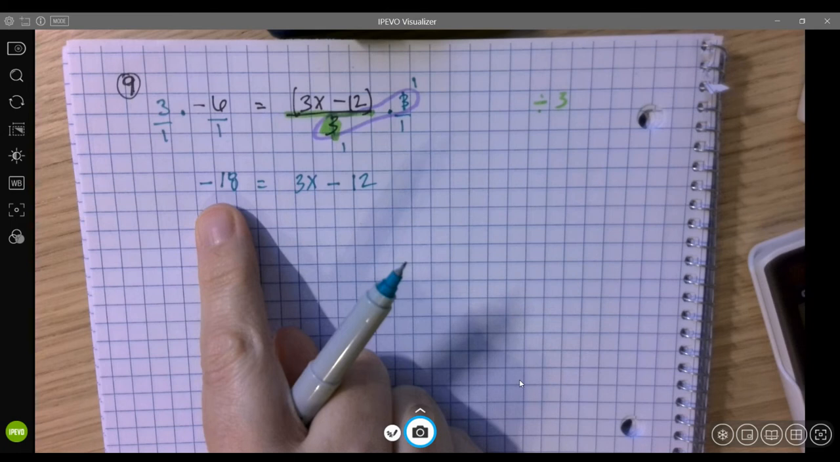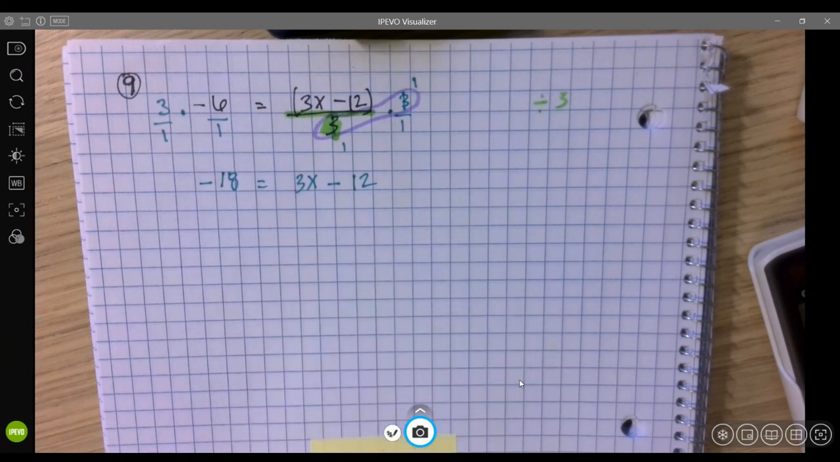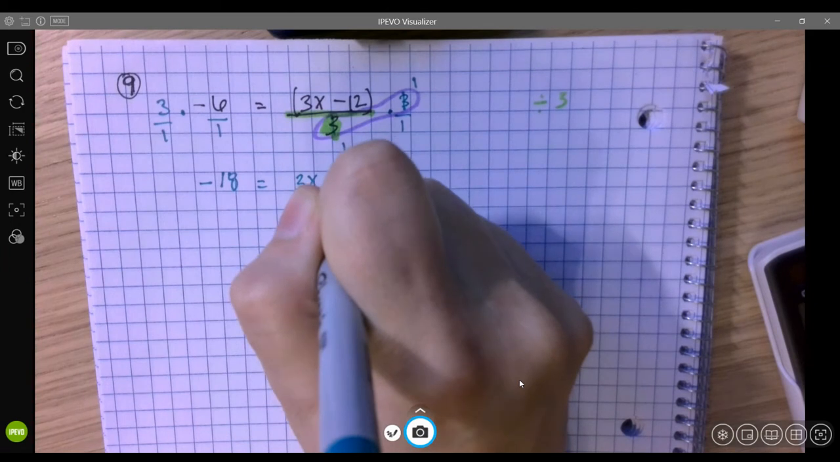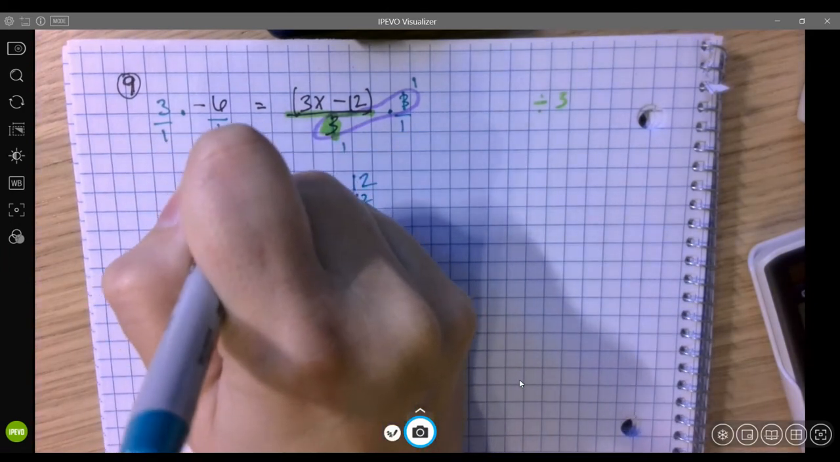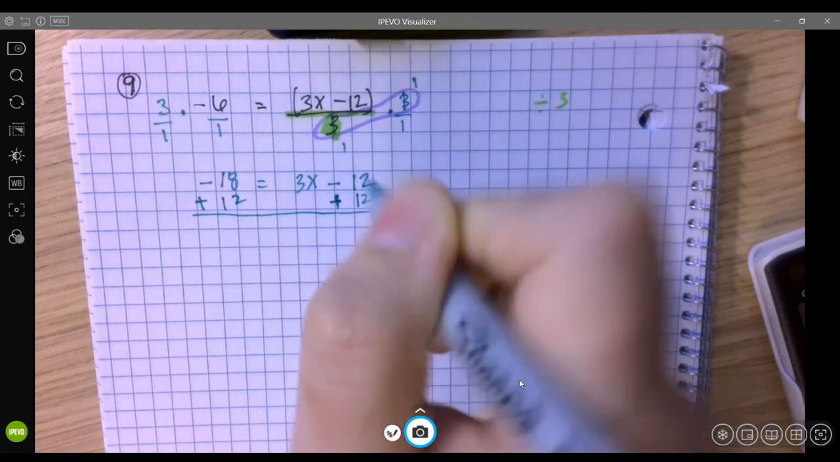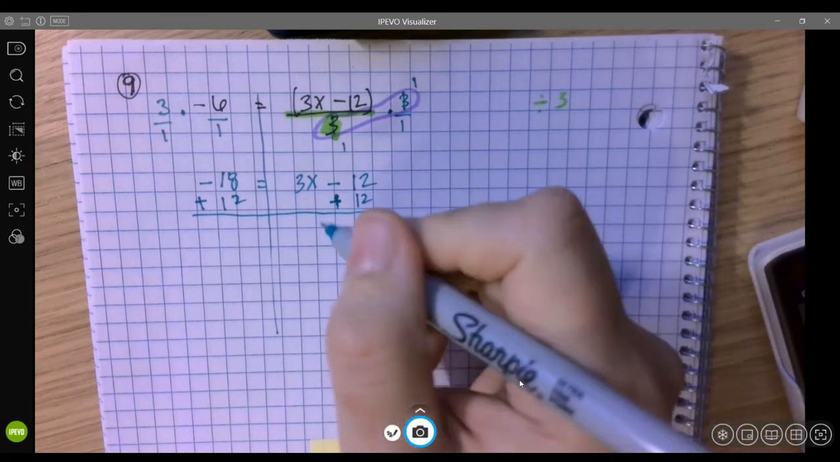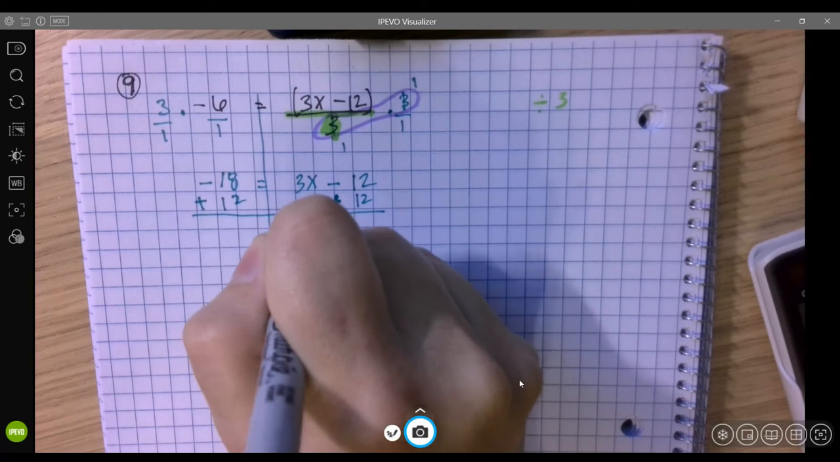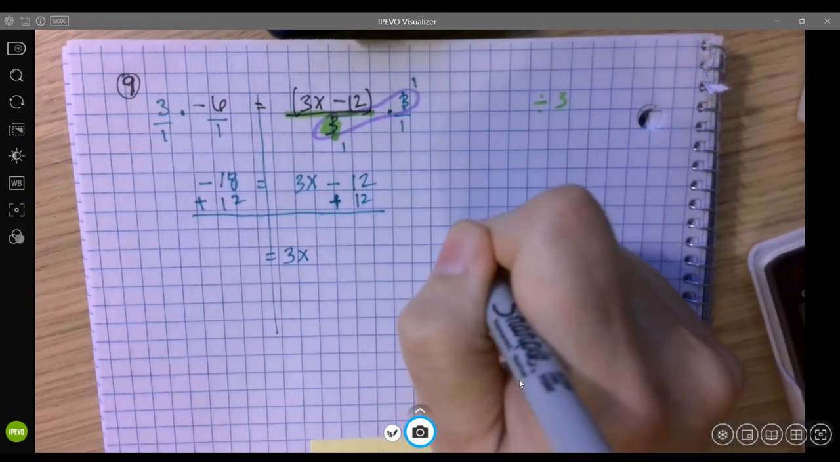This is a new equation, but it has the same solution as our original, so we can keep going. The inverse of subtraction is addition. So I'm going to add 12 to both sides of my equation, both sides of that equal sign. On the right-hand side, I get 3x. On the left-hand side, be careful here, -18 plus 12.